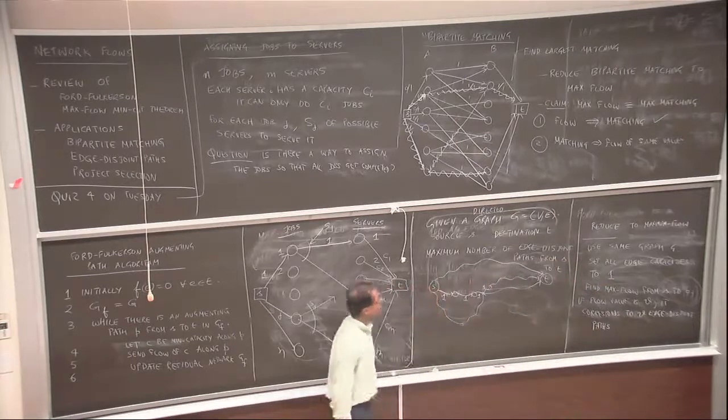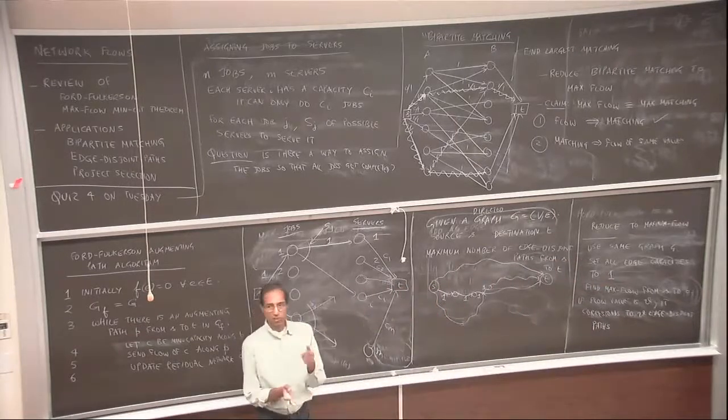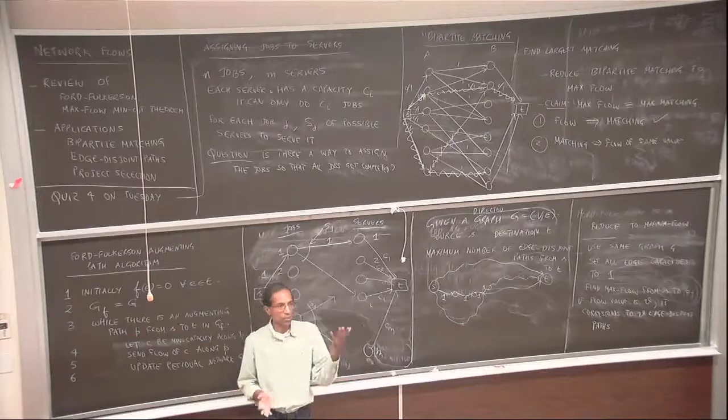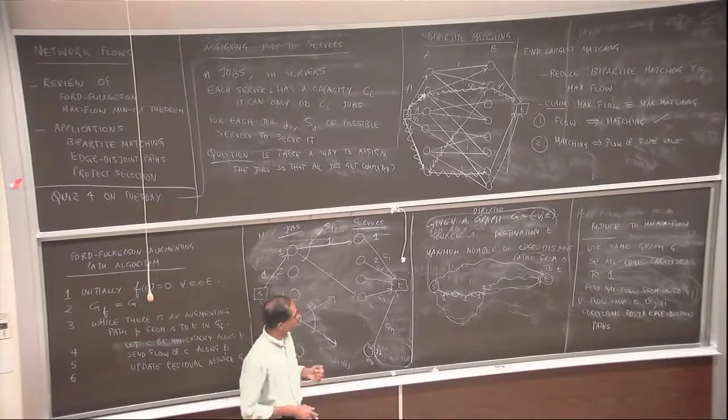Okay? No edge will be used by more than one part, because remember, each edge only has a capacity of 1 and it can only carry a flow of 1. So either it carries a flow of 1 or 0. If it is 0, it's not being used. If it is 1, it's being used by exactly 1 part. Okay?